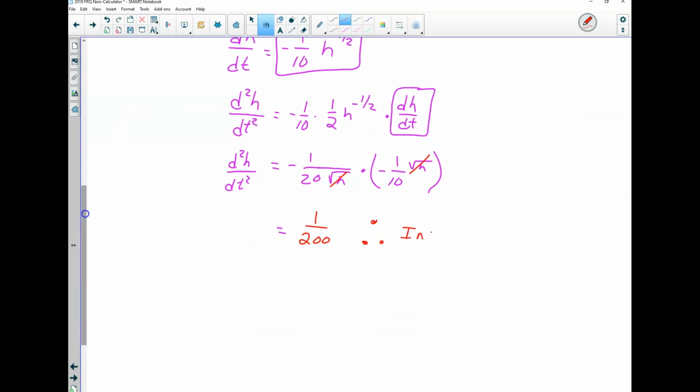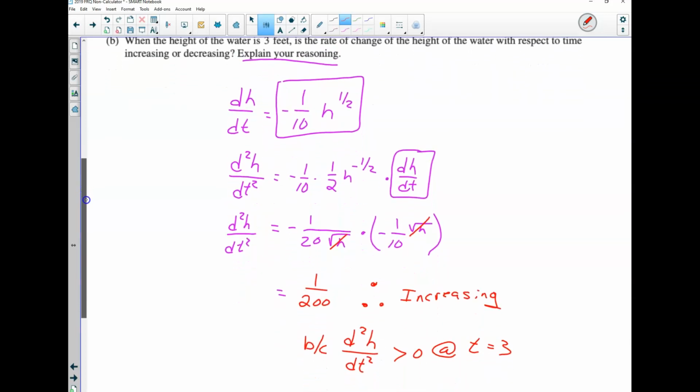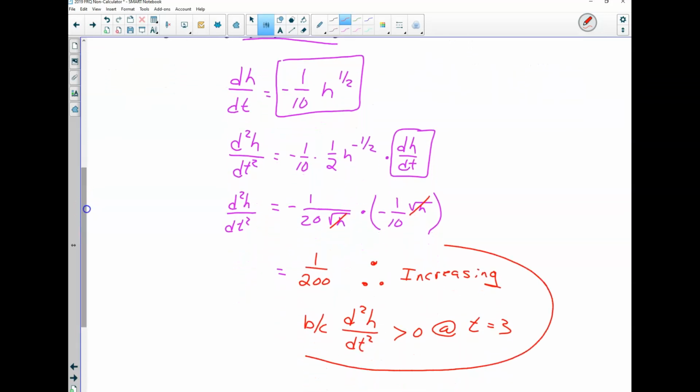Therefore, increasing, because d squared h over dt squared is greater than 0 at t equals 3. It's always increasing, isn't it? And that is worth 3 points.